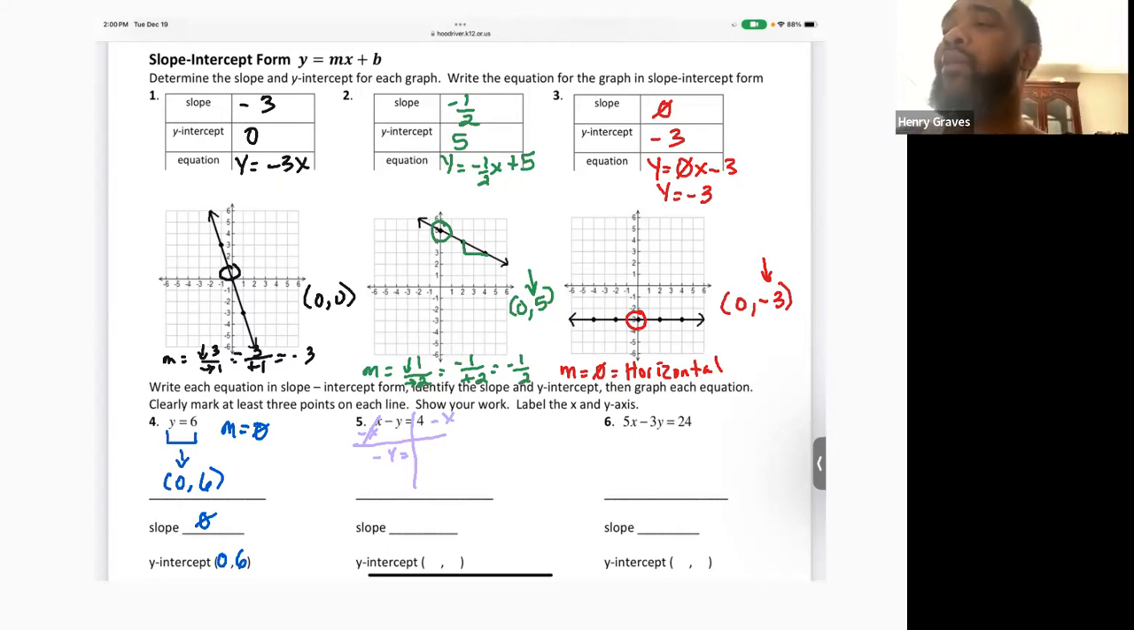For this one here, 5/3 is my slope and the y-intercept is -8. I start at -8. I go up 5: 1, 2, 3, 4, 5. Then over 3: 1, 2, 3. Connect my dots.